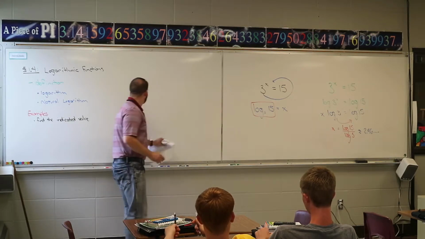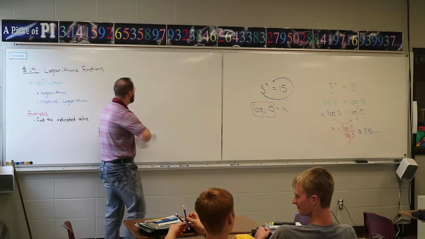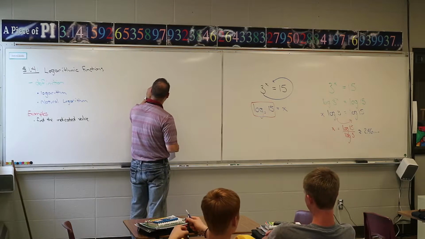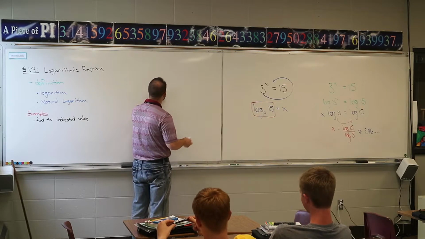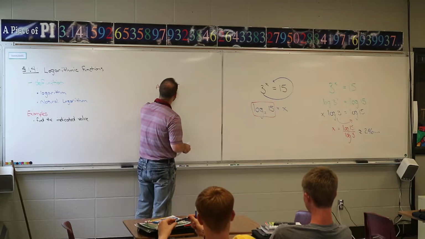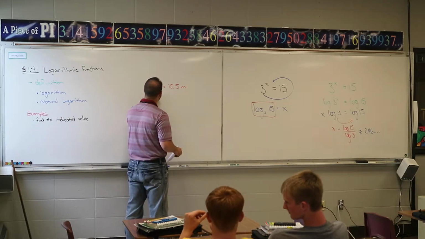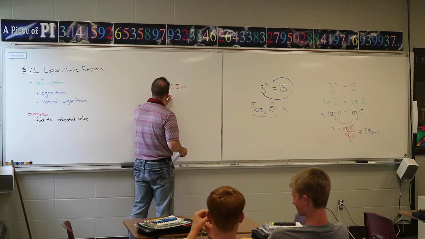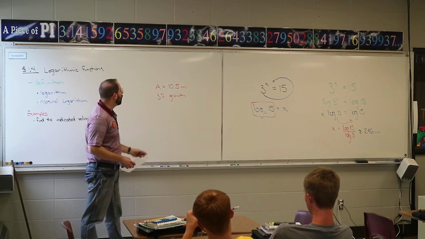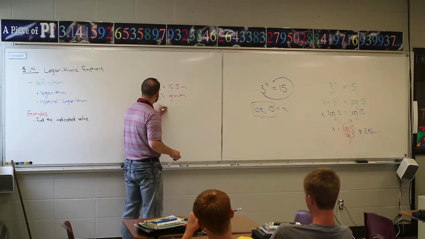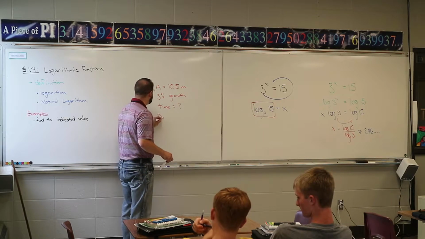Now, what that problem gave you is a certain amount of people. So let's say there was like 10.5 million people. And it's growing. The population is growing at 3% growth. Whoa, that's pretty big. And it wants to know what is the time frame that's necessary that you'll double the amount of people?